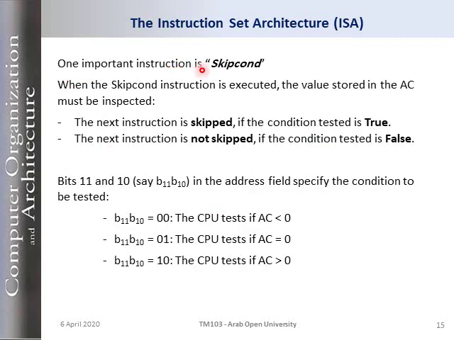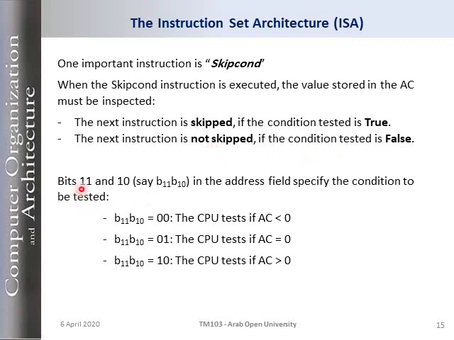One important instruction is the skip cond, or skip condition. When the skip cond instruction is executed, the value stored in the accumulator must be inspected. So the condition is related to the accumulator. We have to check the value in the accumulator. The next instruction is skipped if the condition tested true. If the next instruction is not skipped, then the condition tested false. If the condition tested true, we will skip the next instruction. If it's false, then we will not skip the next instruction.